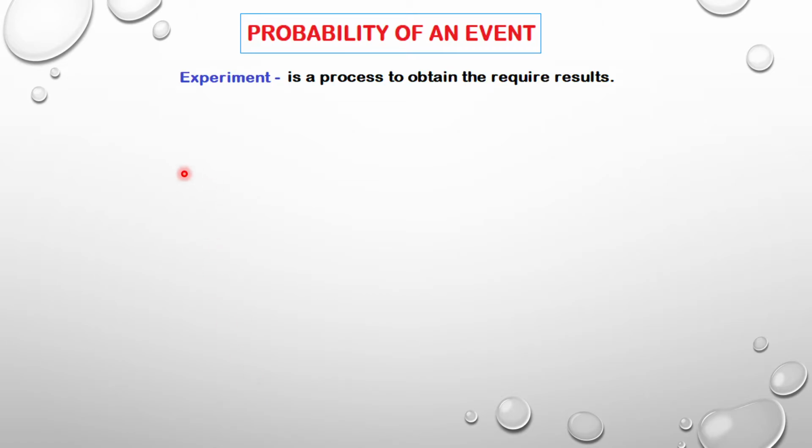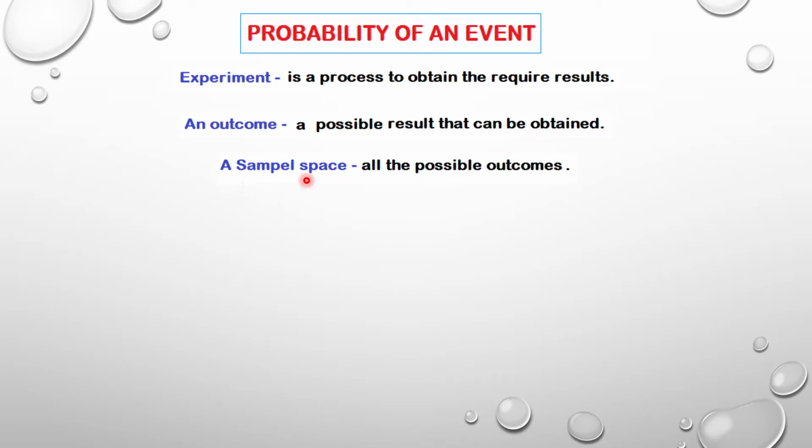The first one is experiment. Experiment is a process to obtain the required result. An outcome, a possible result that can be obtained. A sample space, all the possible outcomes. So if you are doing one experiment and all the possible outcomes, normally we will list out using set notation, and that set is known as sample space, and we use the capital S to denote sample space.